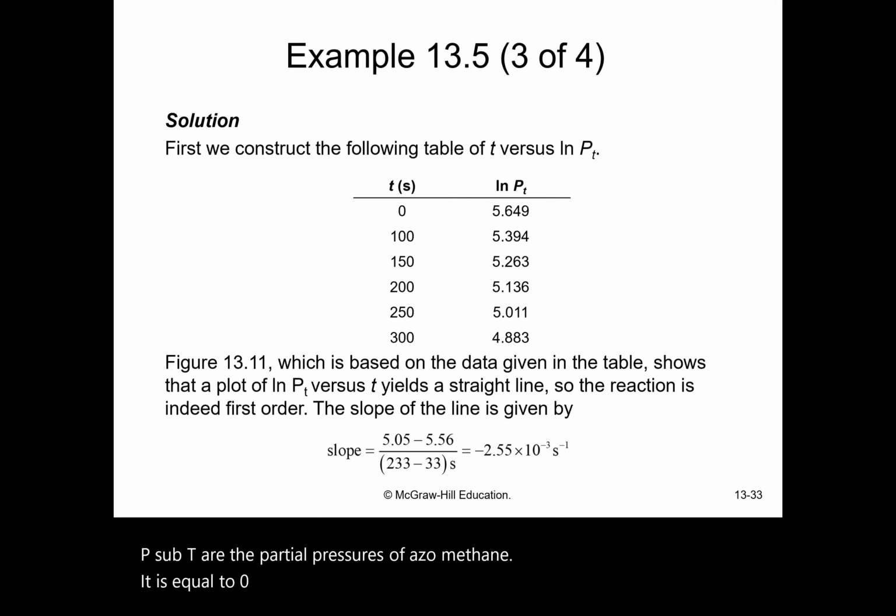And if you graph this, you will get a straight line. And by that, we can conclude that the reaction is first order. We can find the slope by taking any 2 points. For this one, we have 5.05 minus 5.56 over 233 minus 33 seconds, and that gives you negative 2.55 times 10 to the negative third per second.